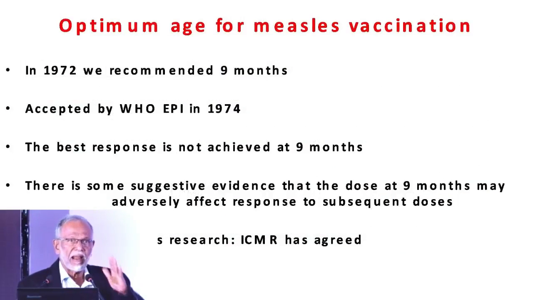So the 1972 graph showed us that 9 months was the optimum age for measles vaccine, balancing between the best response and the highest need. This is 1972, and that was responsible partly for WHO accepting 9 months in 1974 when EPI was launched. There is some suggestive evidence, and just don't worry about it at this time, that the dose given at 9 months or younger than that, which does not induce the best antibody response, may adversely affect response to subsequent doses. This is a question that ICMR has been seized with in terms of investigating. So we will know the answers in a short period of time.